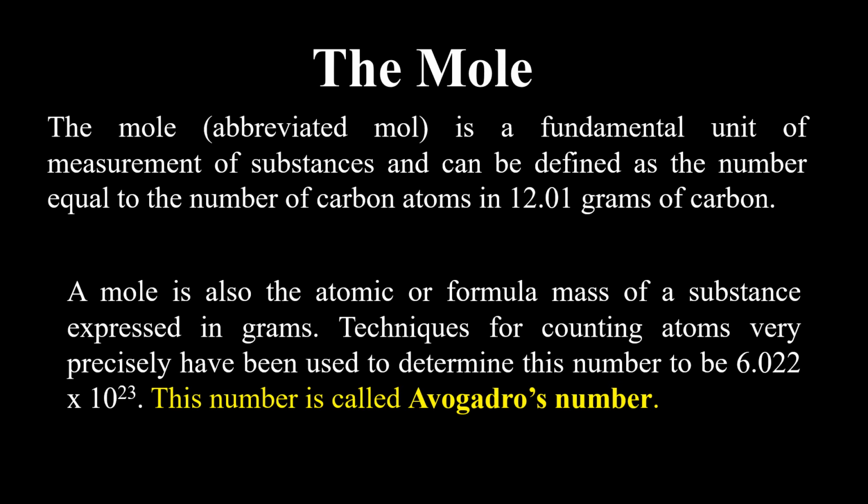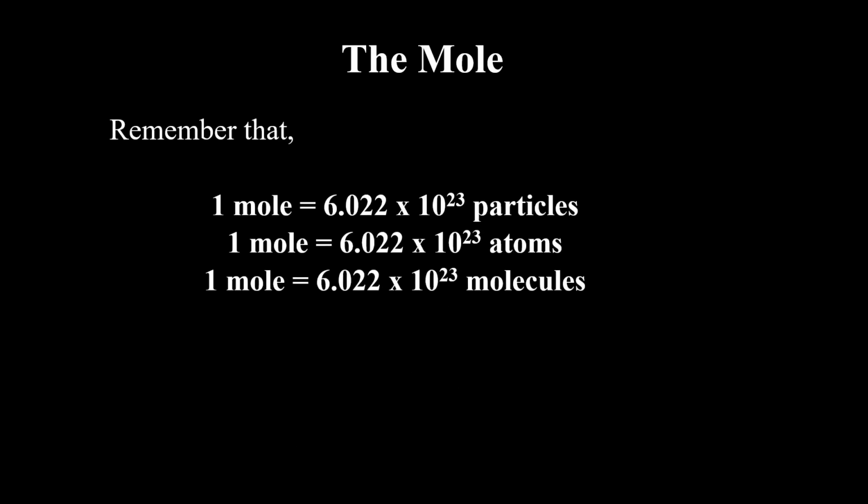Techniques for counting atoms very precisely have been used to determine this number to be 6.022 times 10 raised to 23, and this value is called Avogadro's number. Remember that 1 mole is equal to 6.022 times 10 raised to 23 particles, and that is for the substance. Now for the element, we have atoms. And for the molecules and compounds, we will use the unit of molecules.